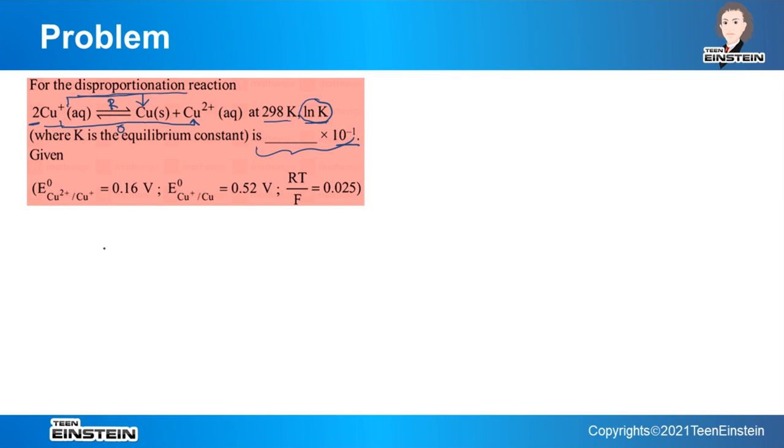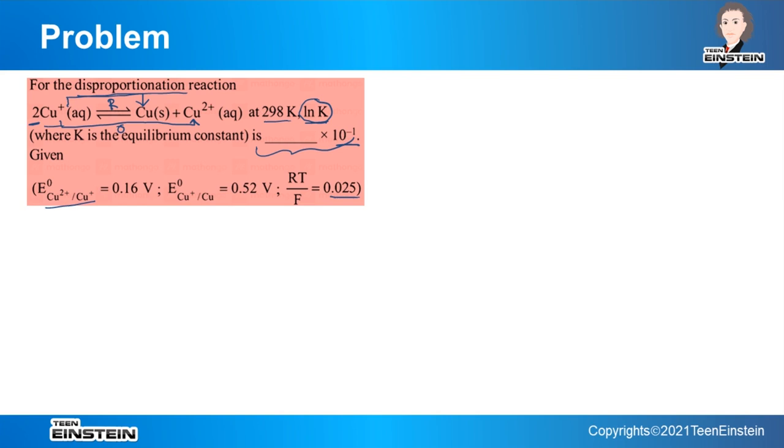Here E naught values for two systems are given. One system is Cu2 plus to Cu plus, another system is Cu plus to Cu. For both these processes the corresponding standard electrode potential is given, and the value of RT by F is also given for simplification of calculation. We have to find out the equilibrium constant.